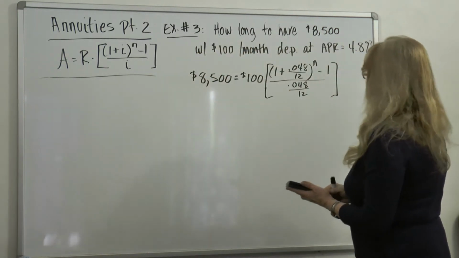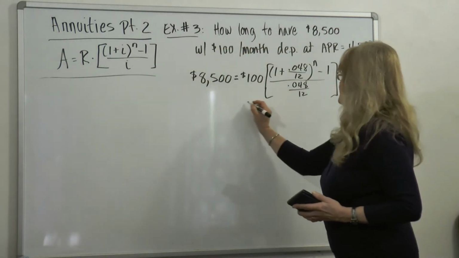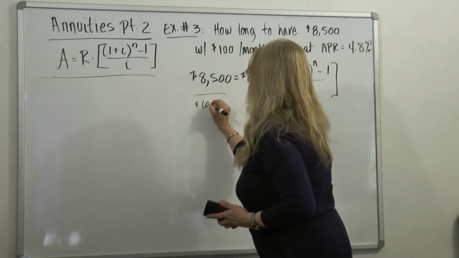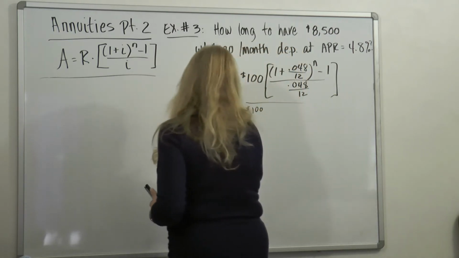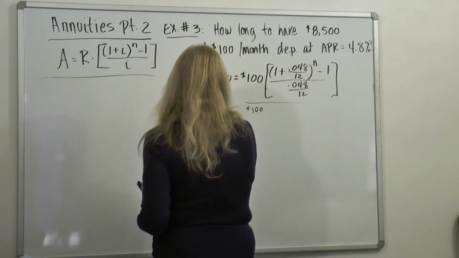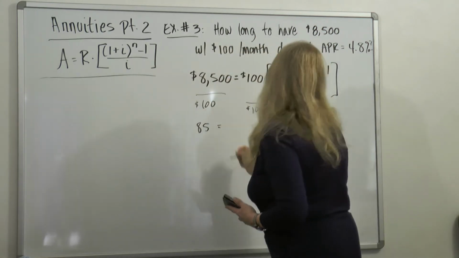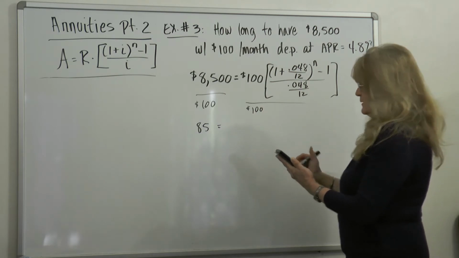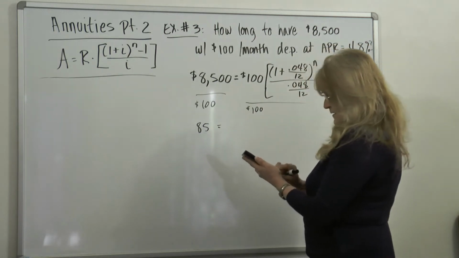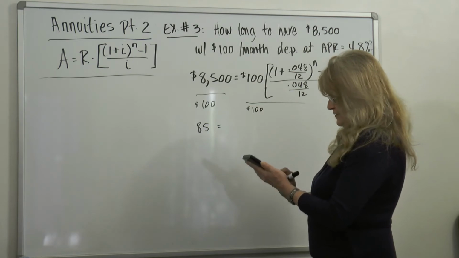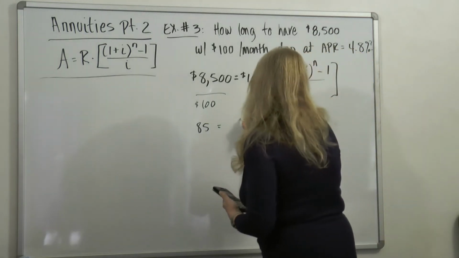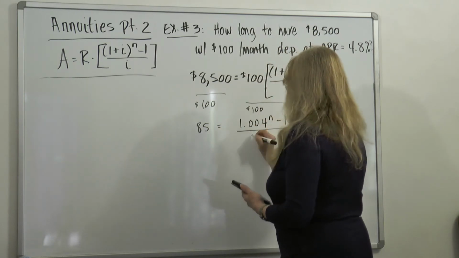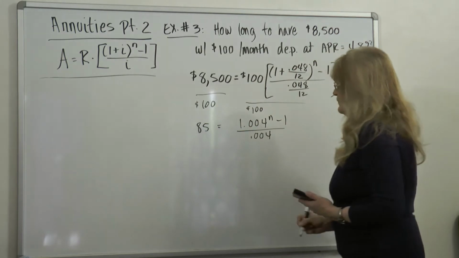Okay. So the first thing I'm going to do is divide both sides by 100. You don't have to do that first. It doesn't really matter. Okay, so 8,500 divided by 100 is 85. Then I'll do this. 0.048 divided by 12 plus 1. Okay, so it's 1.004 to the N minus 1 over 0.004.